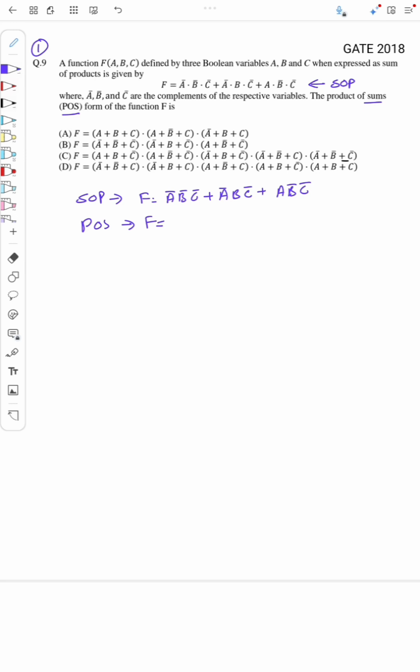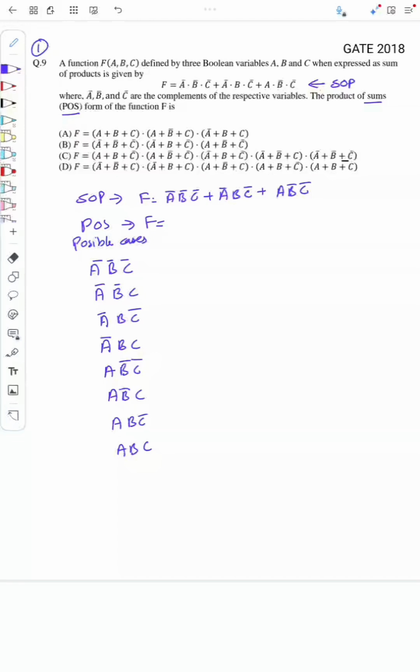So the possible min terms are a bar b bar c bar, then a bar b bar c, a bar b c bar, then a bar b c, then a b bar c bar, a b bar c, a b c bar, and a b c. So these are the possible cases, right? Possible cases of minterms.